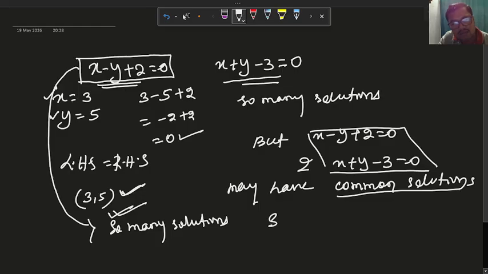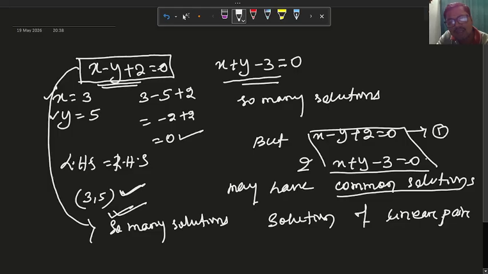may have common solutions. Okay, that common solution of these two equations is called the solution of a linear pair. That means here x minus y plus 2 equal to 0 is one linear equation. X plus y minus 3 equal to 0 is the second linear equation. And we can say that it is a pair of linear equations. Okay.